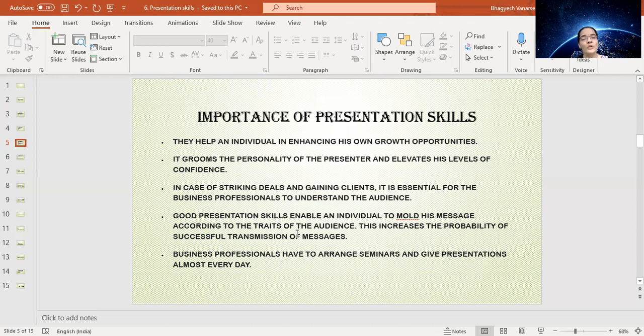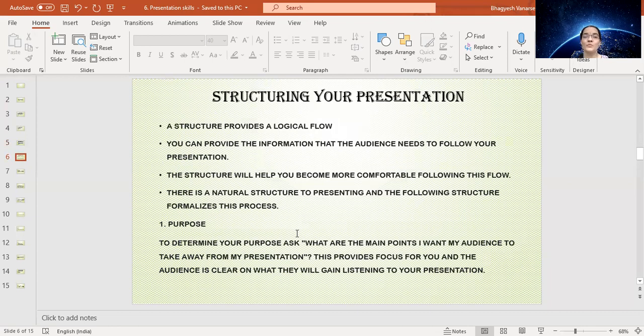Good presentation skills enable an individual to mold his message according to the traits of the audience. Yes, presentation skills help to make the audience perfectly understand what you want to express. This increases the probability of successful transmission of messages and there are no misunderstandings or misperceptions. Business professionals, that is why they have to arrange seminars and give presentations almost every day. So, how are we going to move on to structuring a proper presentation? Now, when we are talking about presentation, a structure provides a logical flow.